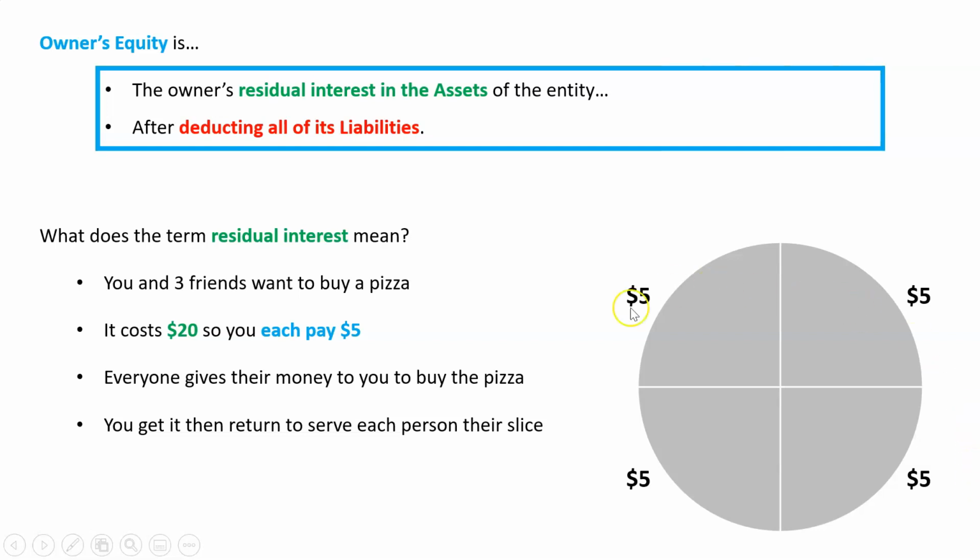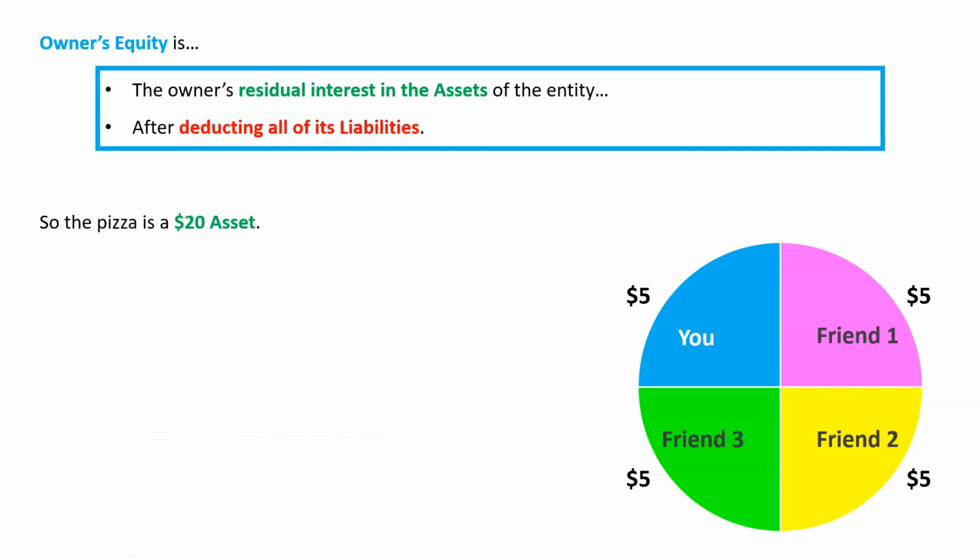We can look at a business the same way, because a business is really just slices of a pie. And it's all about who owns what. So in this case, friend one is entitled to a quarter of the pizza for $5. Friend two, that quarter. Friend three, that quarter. And that quarter there will be yours. So together, we've got a full pizza. So when we think about it, the pizza itself is kind of like an asset. We've dealt with assets and what they are. That is an asset, $20 asset.